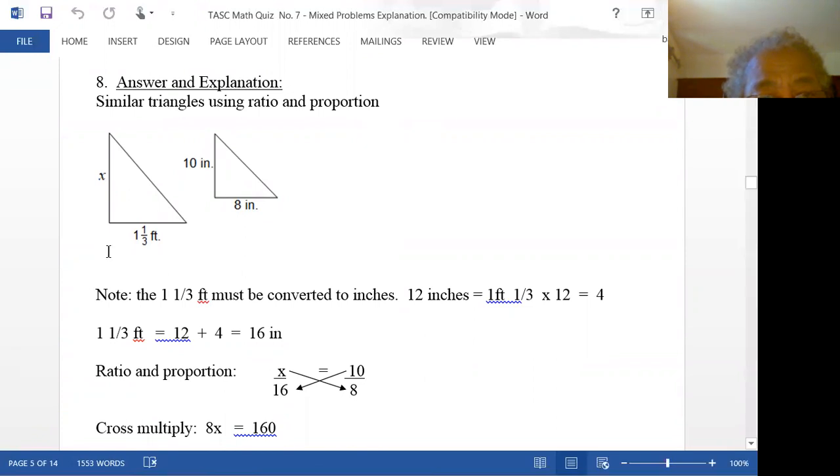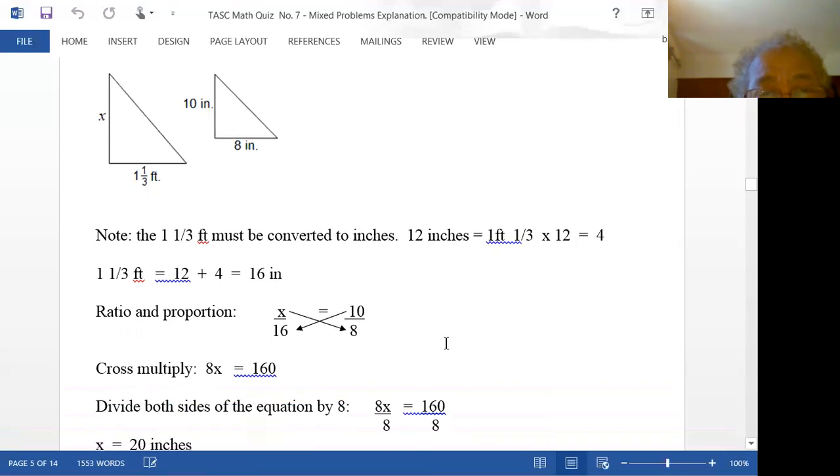Now, this says 1 1/3 feet, and this is inches, this is inches. So in order to make the comparison, we have to convert this 1 1/3 feet to inches. 12 inches is 1 foot. 1/3 of 12 is 12 over 3, which is 4. So 1 1/3 feet is 12 inches plus 4 inches equals 16 inches. Now we can set up our proportion.